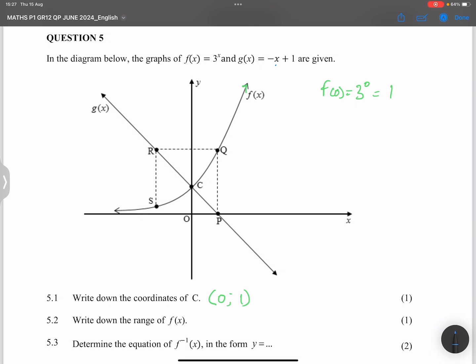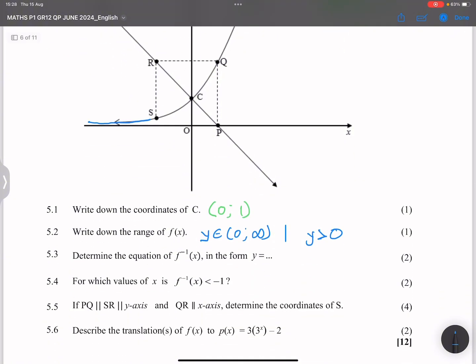They say write down the range of f of x. Now note, in this case, our graph has an asymptote at y equal to 0. It will never touch the x-axis. So our graph would have y is an element of (0; infinity), or you can simply say that y is greater than 0. Remember it can only be greater than; it doesn't touch the line y equal to 0.